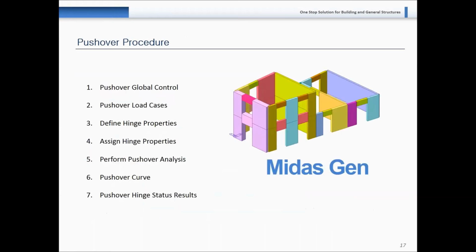Now in this webinar, we shall see the demonstration of the pushover procedure on a masonry structure. Here I have listed down the steps required. First is pushover global control, then pushover load case, defining the hinge properties, assign hinge properties, then perform the pushover analysis, and then we can check the pushover curve, and then go ahead and check the pushover hinge status result.